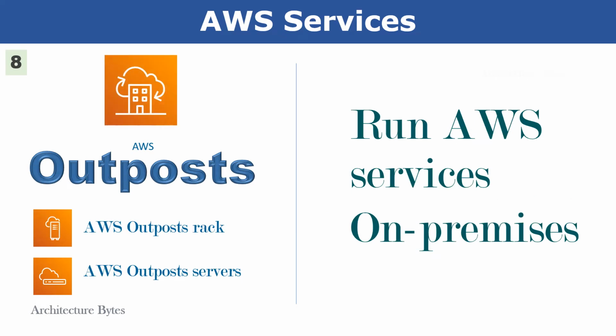Outposts is a family of services that allow you to run native AWS services on premises for low latency, local data processing, and data residency needs, thereby providing a truly hybrid experience.